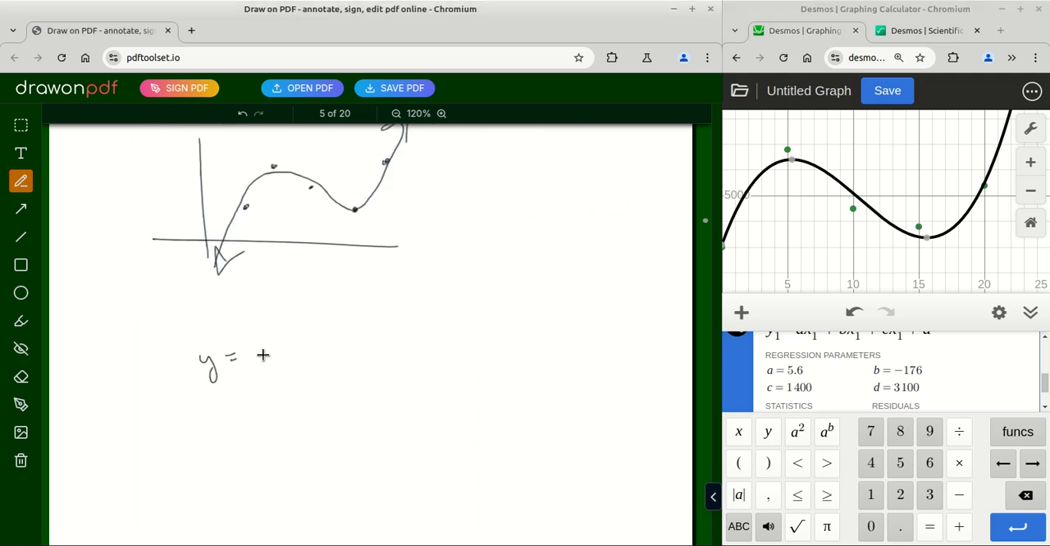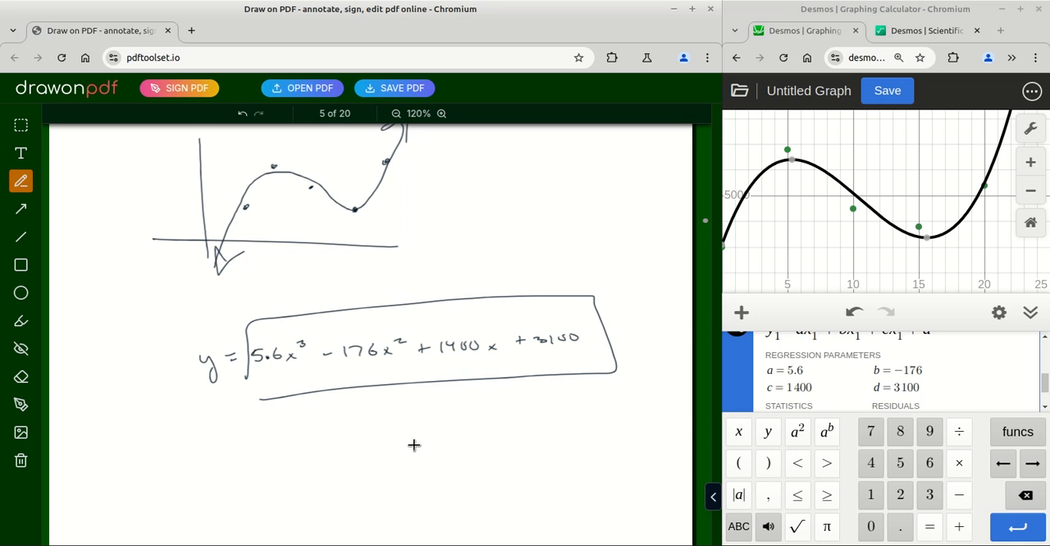So y equals, I got 5.6x cubed. B is a negative 176x squared. 1400x, and then finally 3100. There you go. All right, this is your answer for your homework.